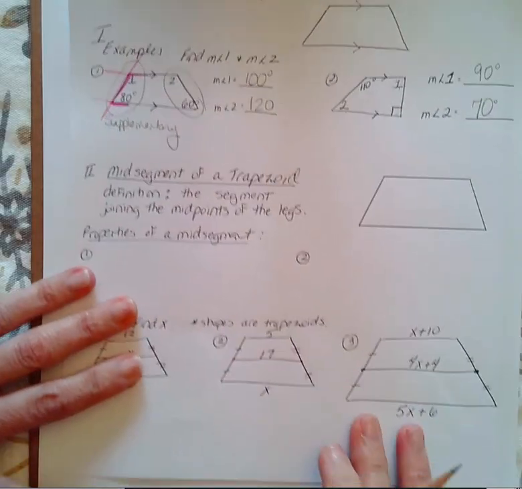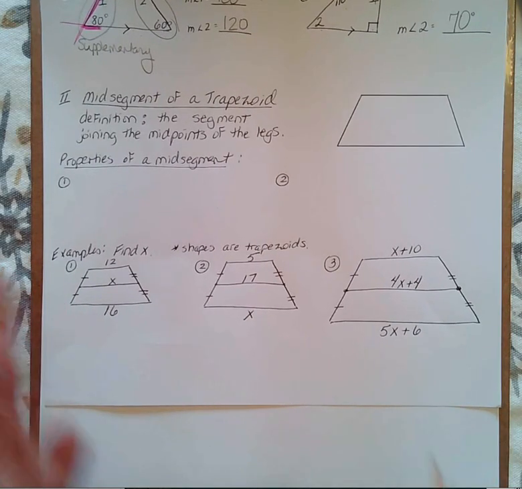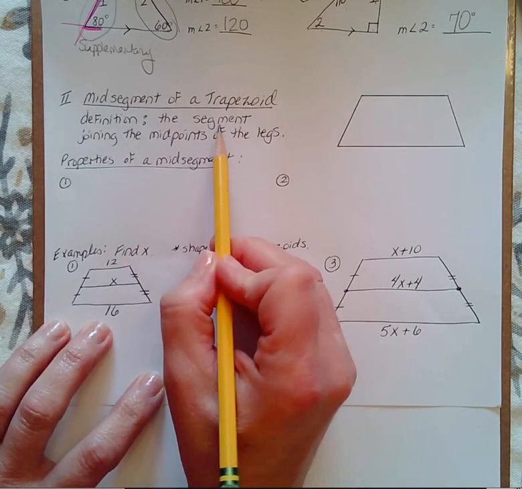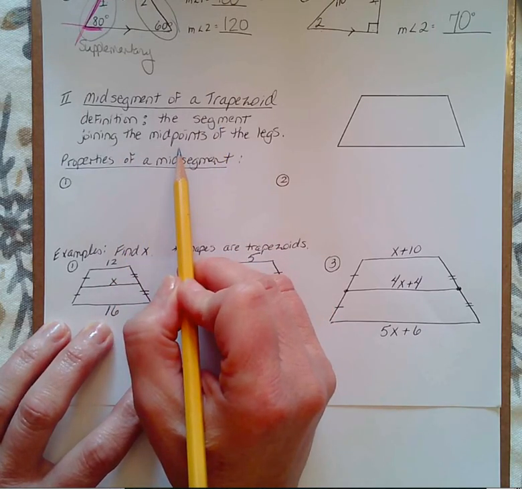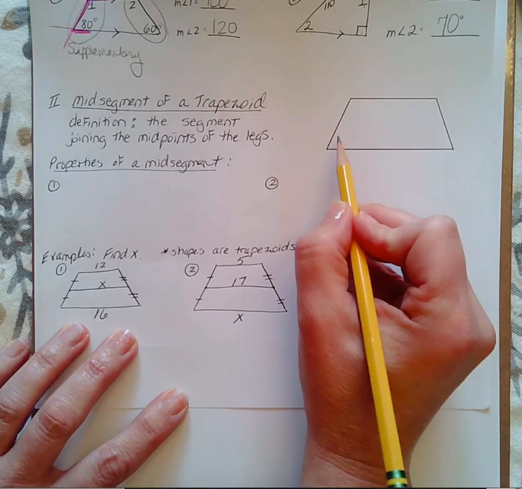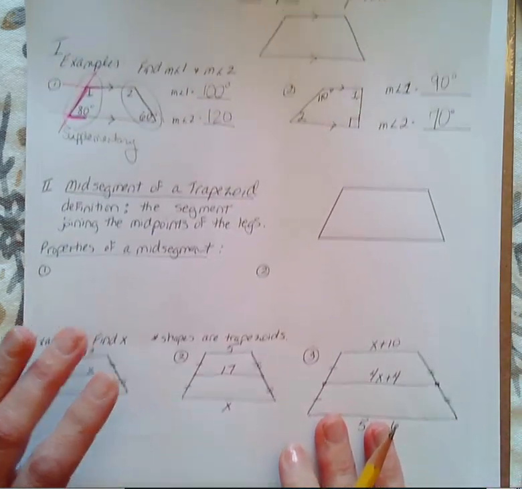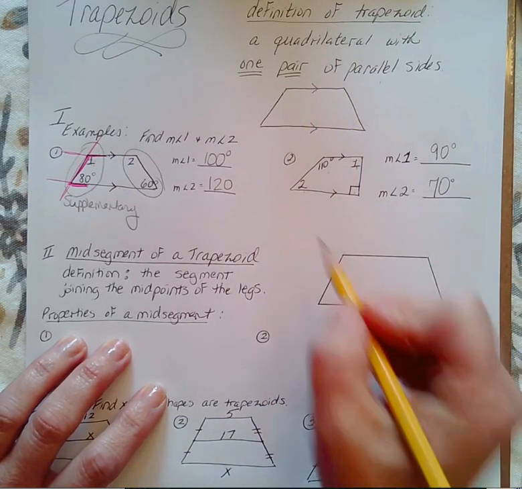So here we have the midsegment of a trapezoid. Let's figure out what a midsegment is. The definition says that it is the segment joining the midpoints of the legs. Well, let's put that over here. So we have the legs. We didn't write that up here. Let's go back up here and let's talk about the different parts of a trapezoid. I probably should have done that before and I forgot.